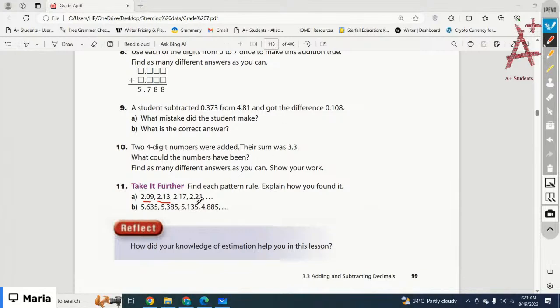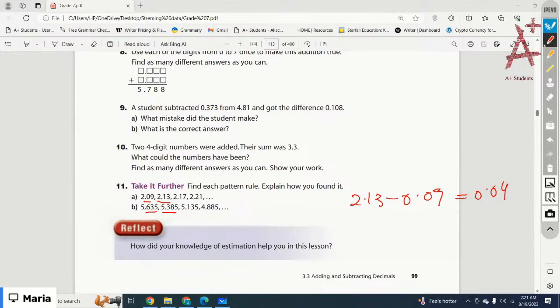So you have to find the next number, just add 0.04. You can see when you subtract 2.13 minus 2.09, the answer is 0.04, right? That means for each next number you have to add 0.04. So you just have to find the pattern rule. So the pattern rule for the first one is 0.04.